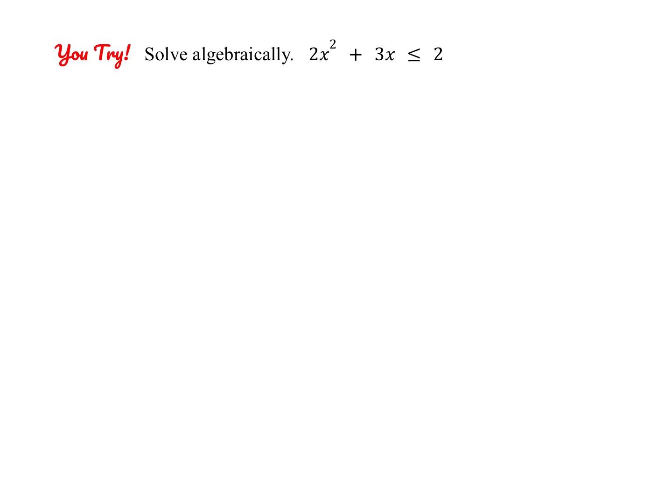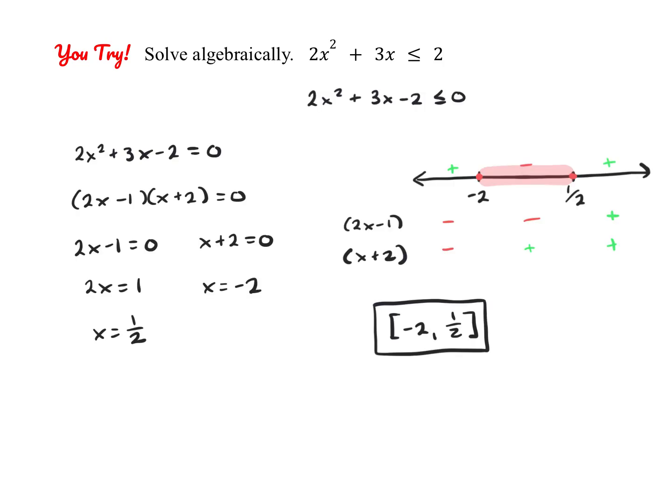All right, so now it's your turn to pause the video and give this one a try. All right, go ahead and check your work here. First, make sure you set one side of your inequality to 0, and then solve as if it were an equation. So this one I factored, so 2x minus 1 times x plus 2 to help me find the zeros at 1/2 and negative 2. So again, this is where our equation is equal to 0, so our sign analysis will allow us to see where our equation is less than or equal to 0, which ends up being between negative 2 and 1/2.